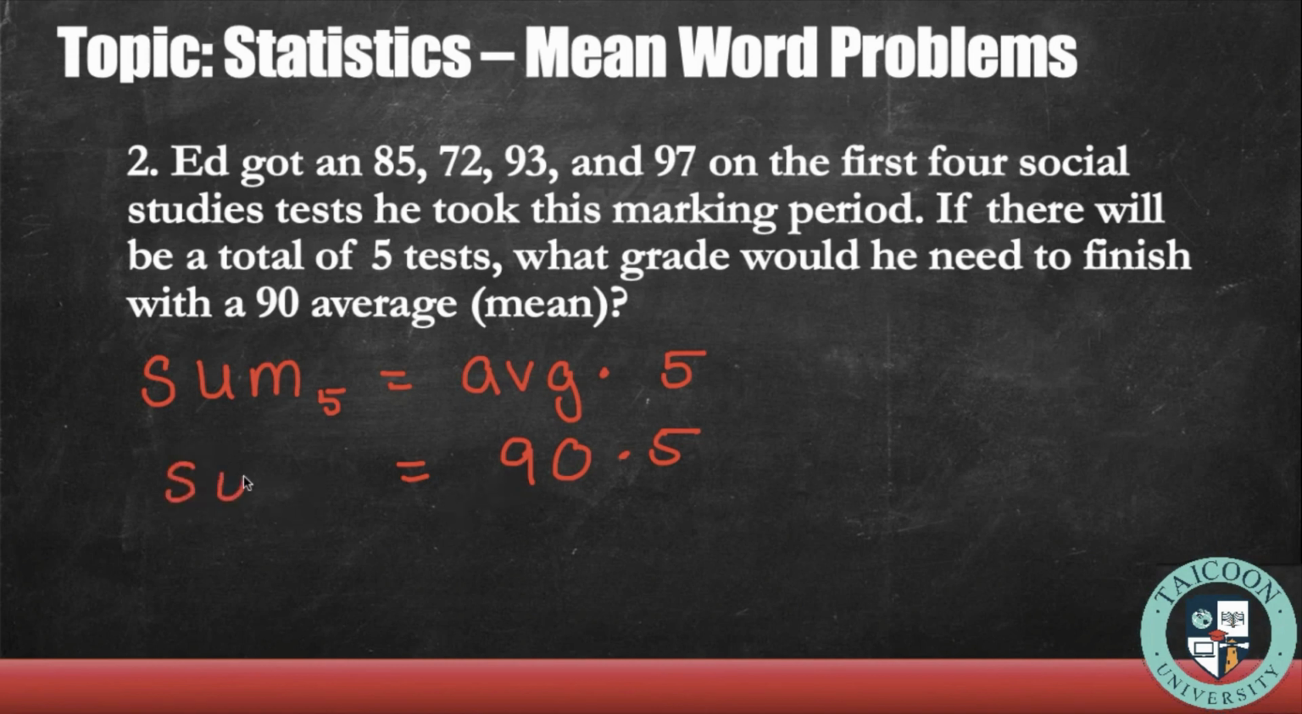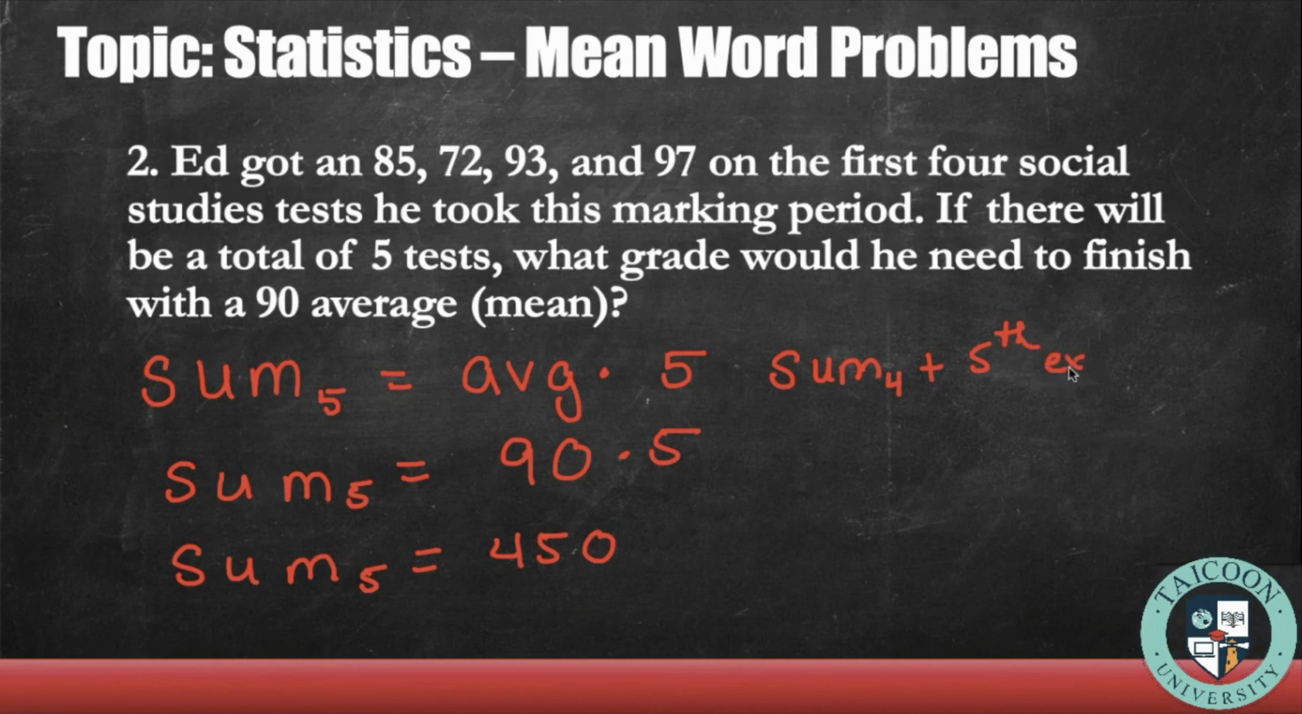So we'll see that we need the sum of all 5 exams to be 450 points. Ed is seriously going to have to focus to pull his average up to a 90. So let's see what he needs to score on his 5th exam. Now that we know that the sum of the 5 exams is 450, we need to go ahead and find the sum of the first 4 exams, because we know that the sum of the first 4 plus the 5th exam is going to give us 450 total points. Let's go ahead and add up the first 4 exam scores.